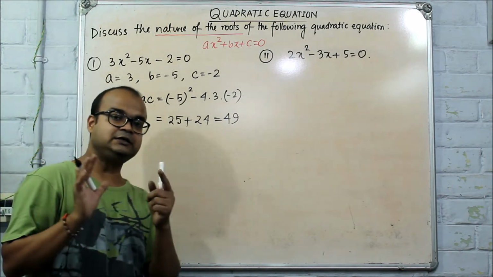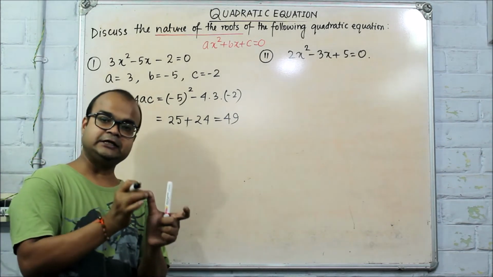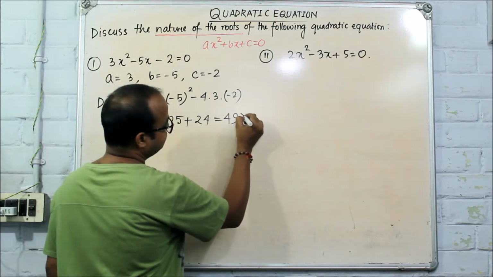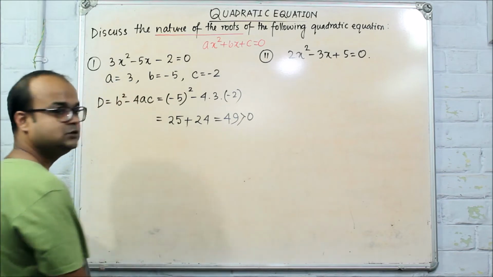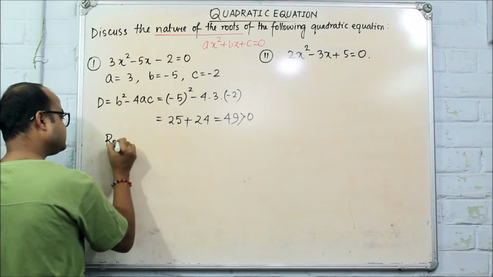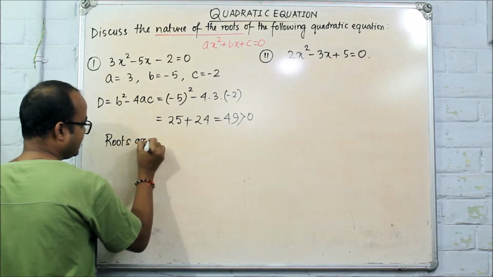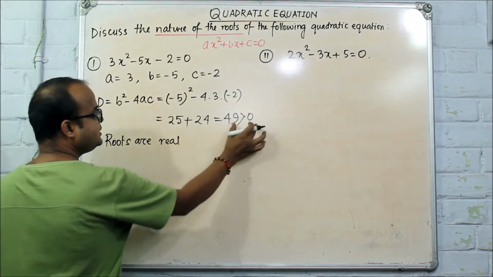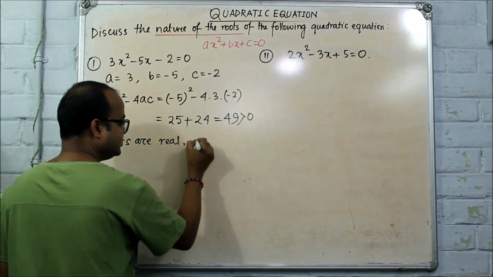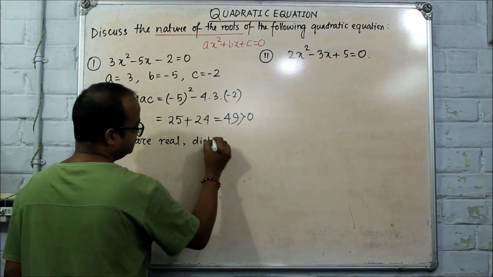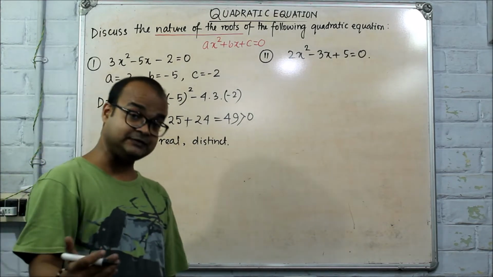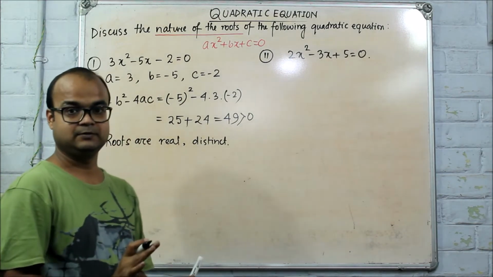We categorize the value of d into 3 parts: greater than 0, equal to 0, less than 0. So d is equal to 49, that means greater than 0. Greater than 0 means the first conclusion is roots are real. Greater than 0 means real and distinct. That means you will get two different values of x and both values are real.